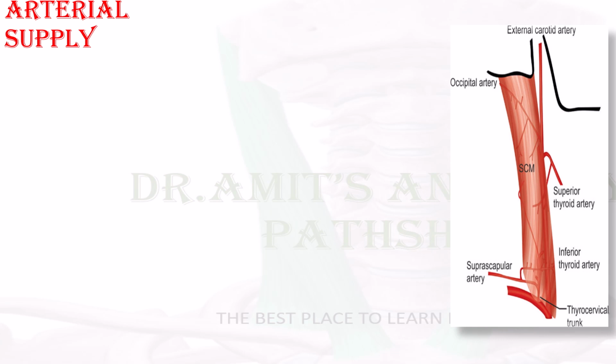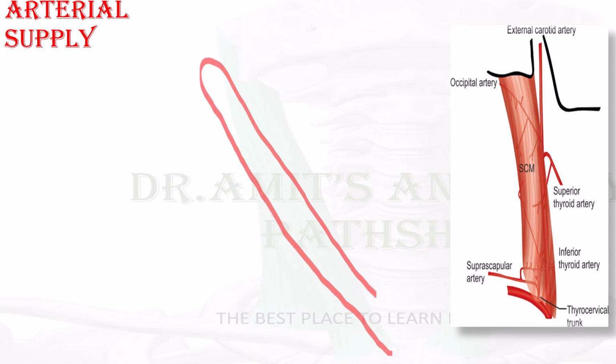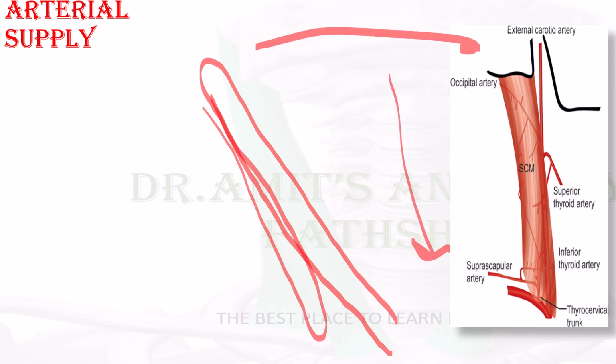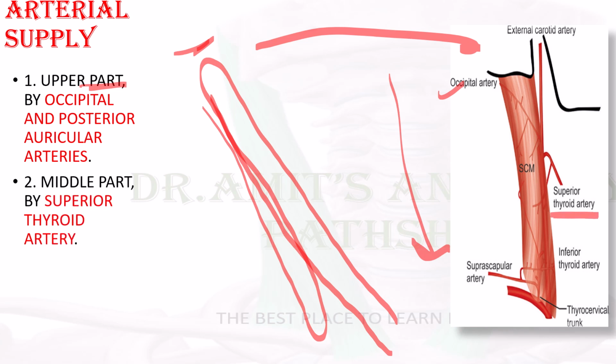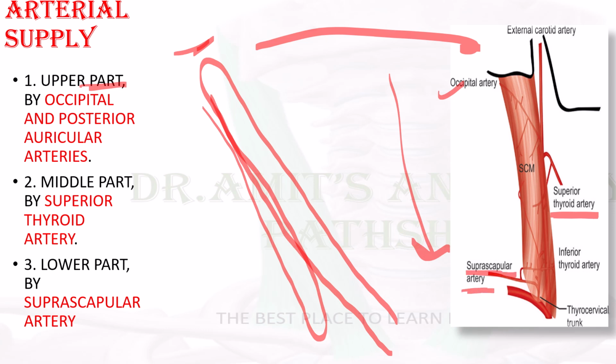What is the arterial supply of this muscle? Children, the arterial supply is very easy: the arteries present around where the muscle lies supply it. From upper to lower, at the very top is the occipital area. So the upper part gets supply from the occipital artery, the middle part from the superior thyroid artery, and the lower part from the suprascapular artery or inferior thyroid artery.